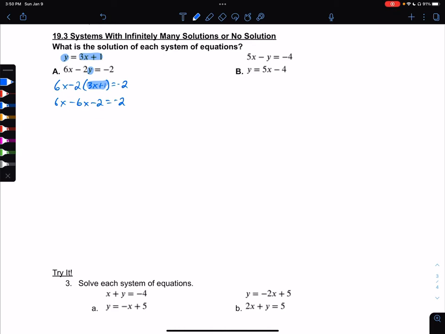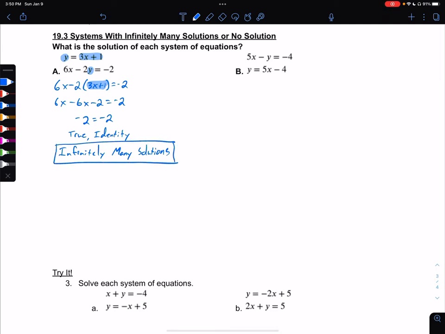So when you subtract 6x minus 6x, those cancel each other out, they disappear. And we're left with negative 2 equals negative 2, which is a true statement, right? So that's true. It is an identity. So what that means is that there are infinitely many solutions. And if you remember when we graphed, what that meant was that these were the same line. They overlapped. It was the exact same line, one on top of the other.